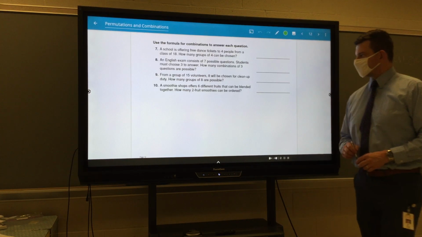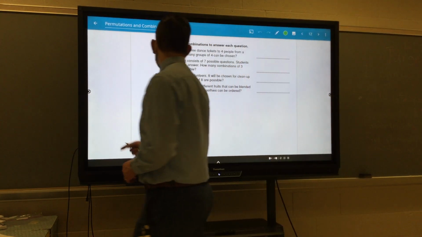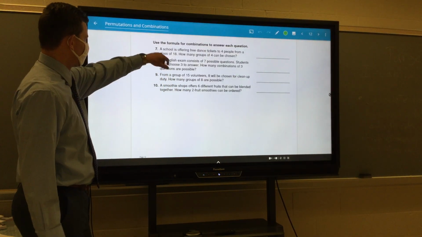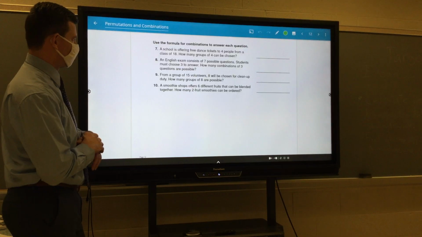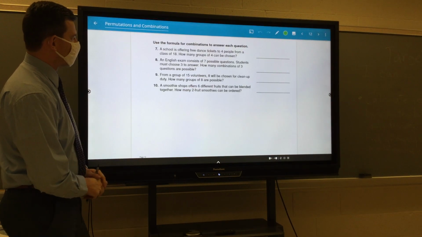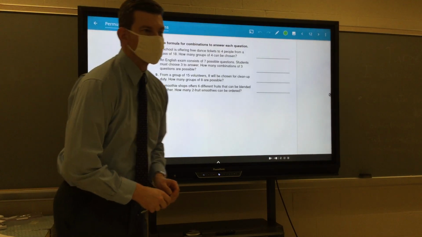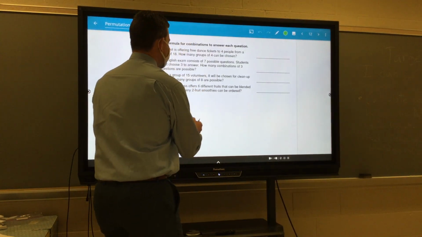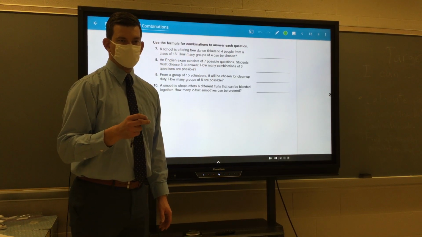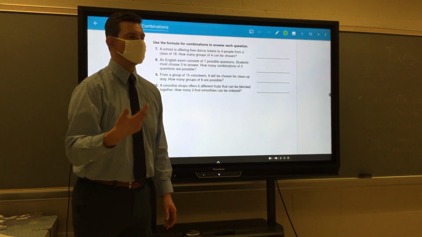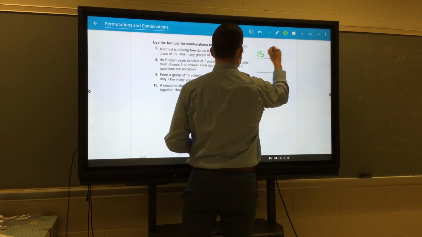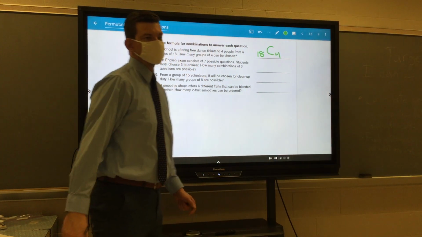Let's take a look at number 7. A school is offering free dance tickets to 4 people from a class of 18. How many groups of 4 can be chosen? Well, if you're selected, you're part of this 4-person group. The order of that group does not matter. You're included in the group. So this is a combination of 18 and 4.